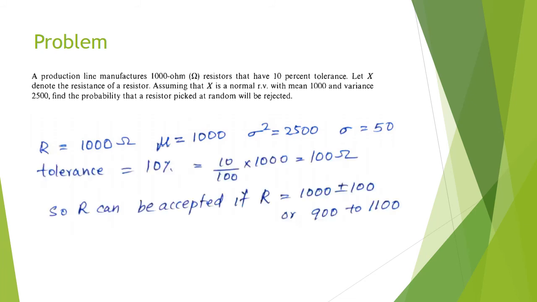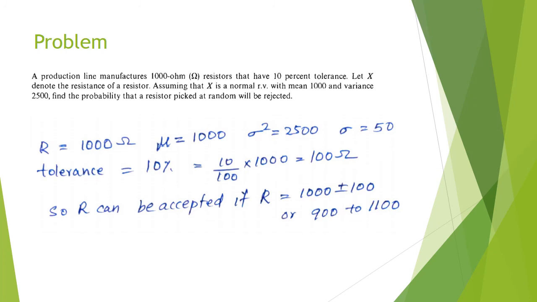Now it is mentioned that the tolerance of the resistance is 10%. Now 10% means 10 by 100 of 1000, that will be 100 ohm. Now what do you mean by tolerance? The resistor can take a value plus or minus 100. So it will be 1000 plus or minus 100, meaning it can take a value between 900 to 1100 ohms.